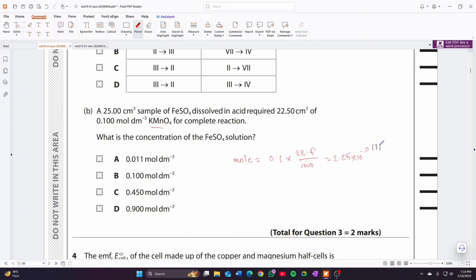That means the moles of FeSO4 would be 5 times the moles of manganate. So 2.25 times 10 to the power minus 3 times 5 is equal to 0.01125. This is our mole amount of iron sulfate in 25 cubic centimeters, but we need to find how many moles are in 1 cubic decimeter. 1 cubic decimeter is 1000 cubic centimeters. Divide this by 25, we get 40. So 0.01125 times 40 gives us our required answer, which is 0.45. Therefore, our answer is C, 0.450 mole per cubic decimeter.